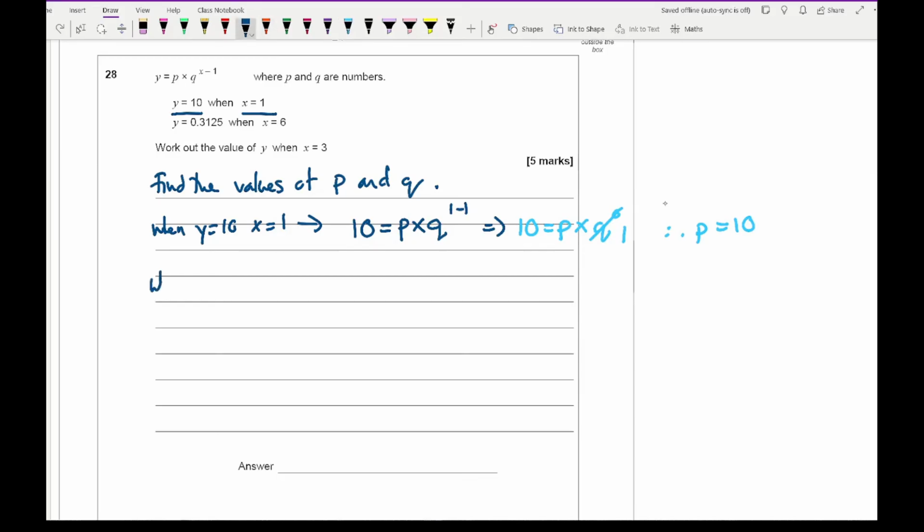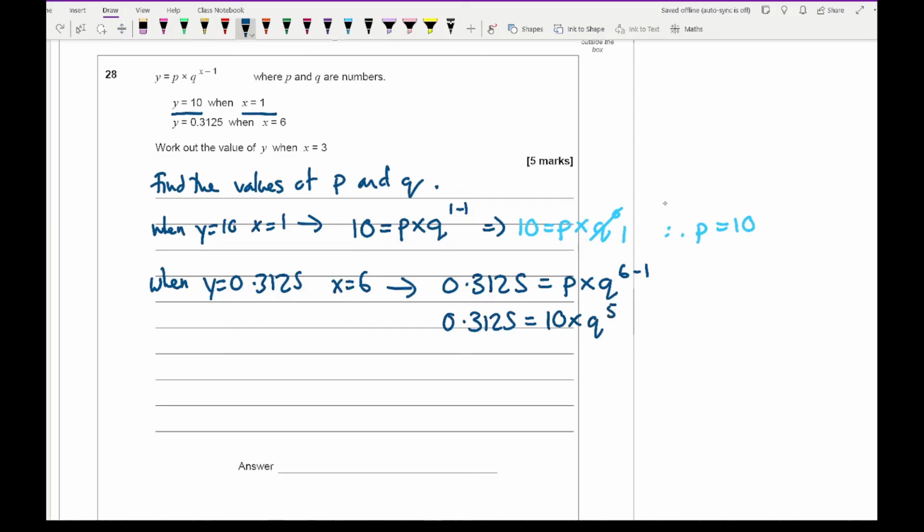Now when y equals 0.3125, x equals 6. If I substitute that into the formula, I get 0.3125 equals p times q to the power of 6 minus 1. I know p is 10, so I can write 0.3125 equals 10 times q to the power of 5. I divide by the 10, so I get 0.03125 equals q to the power of 5. Then using my calculator, if I do the fifth root of 0.03125, that should equal q, so I get a q value of 0.5.